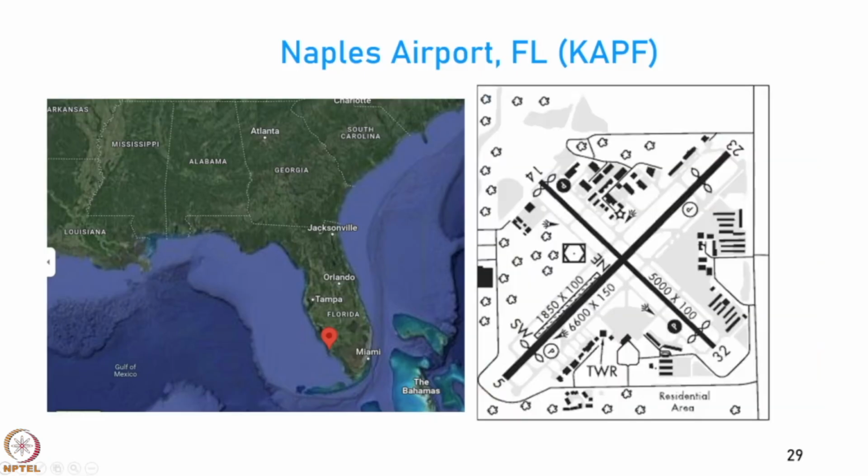Here is a section of the airport map. We can see that this has two runways, runway 14/32 and runway 05/23. Runway 05/23 has a length of 1850 by 100 feet, and runway 14/32 has a length of 5000 feet by 100 feet width. You can notice this area is a residential area, with roads around the airport on all sides. Now, runway 14 at KAPF, which is this runway.